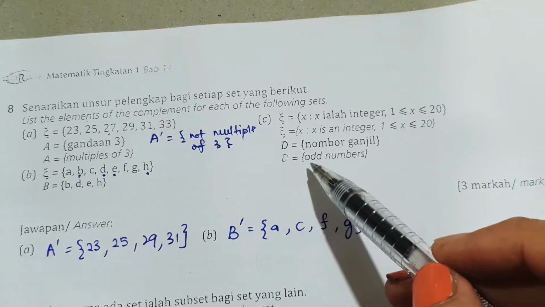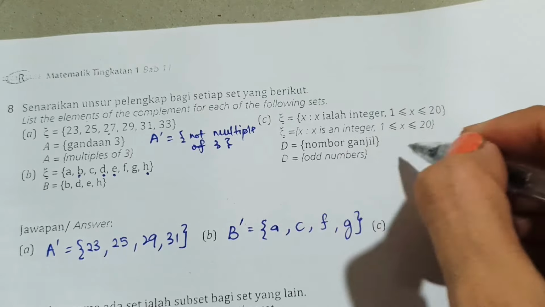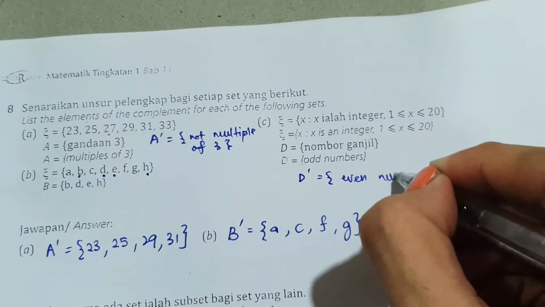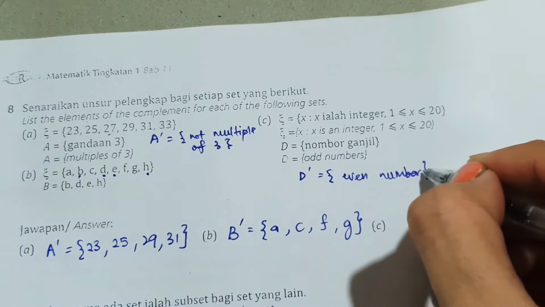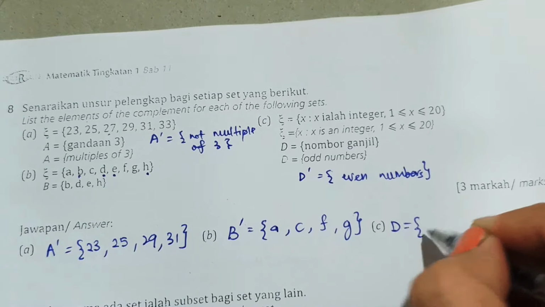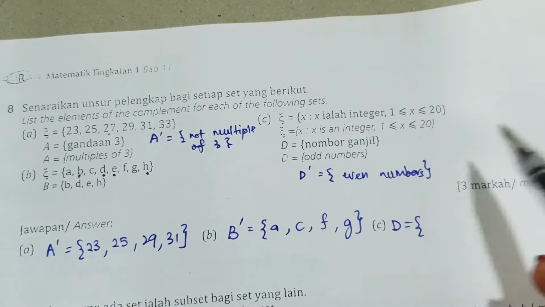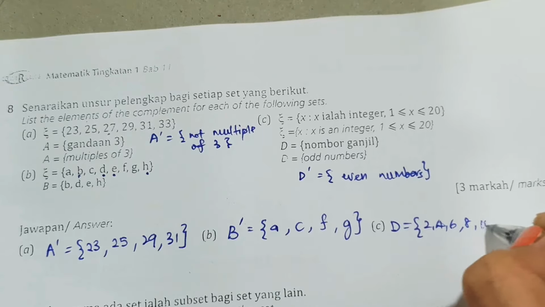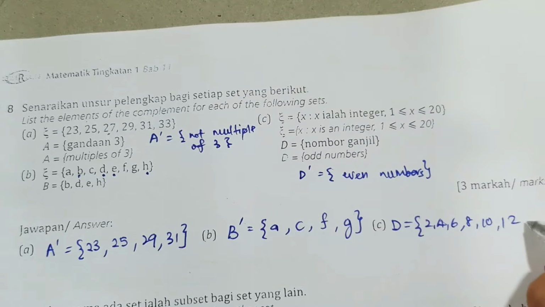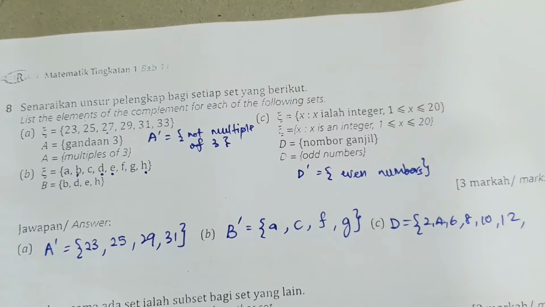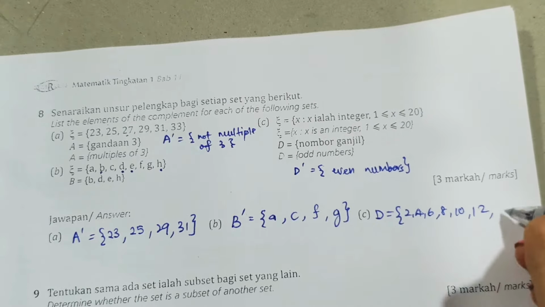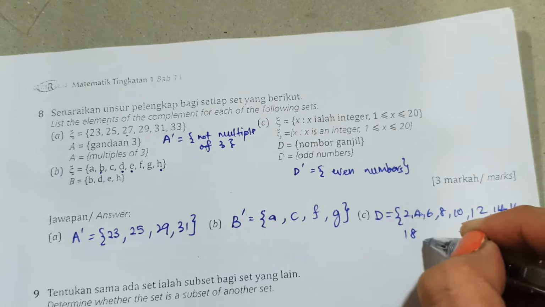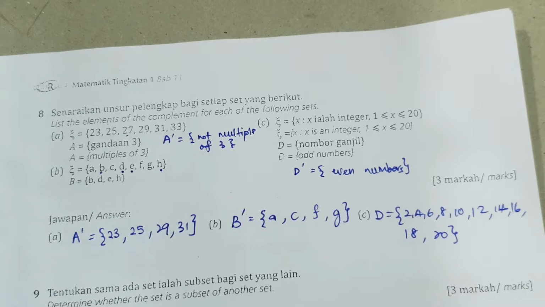Part C. We have the universal set whereby the integers consist of 1 to 20, and D is the odd numbers. If D is the odd numbers, therefore the complement of D should be the even numbers. So we want to list out all the even numbers, right? Starting from 1 to 20, list all the even numbers. That will be 2, 4, 6, 8, 10, 12, 14, 16, 18, and 20, including 20.